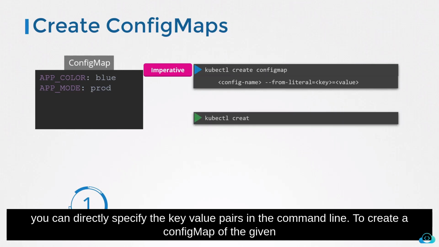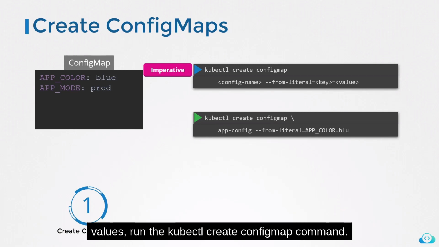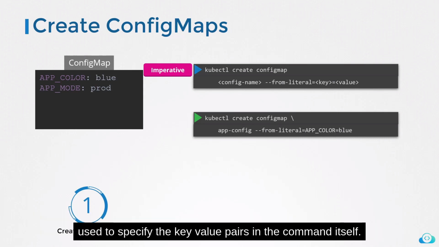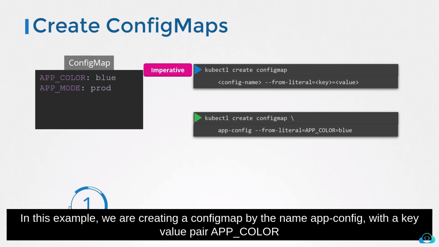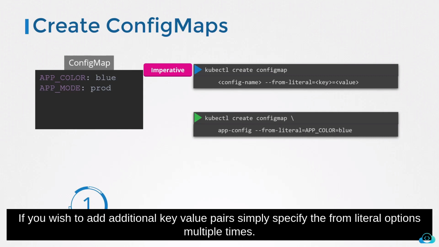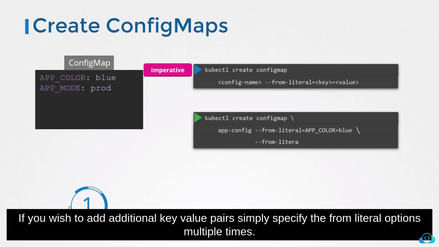To create a config map of the given values, run the kubectl create configmap command. The command is followed by the config name and the option --from-literal. The from-literal option is used to specify the key-value pairs in the command itself. In this example, we are creating a config map by the name app-config with a key-value pair of APP_COLOR equals blue. If you wish to add additional key-value pairs, simply specify the from-literal option multiple times.